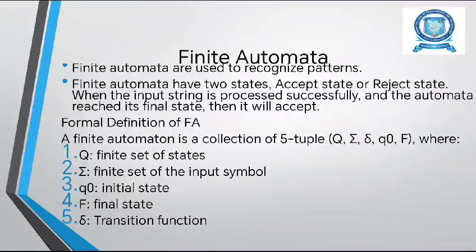A finite automata is a collection of 5 tuples Q, sigma, delta, q naught and F, where Q is a finite set of states which is not empty. Sigma is the input alphabet, indicating the input set. q naught is the initial state and q0 belongs to Q. F is a set of final states. Delta is a transition function or a mapping function. Using this function, the next state can be determined.